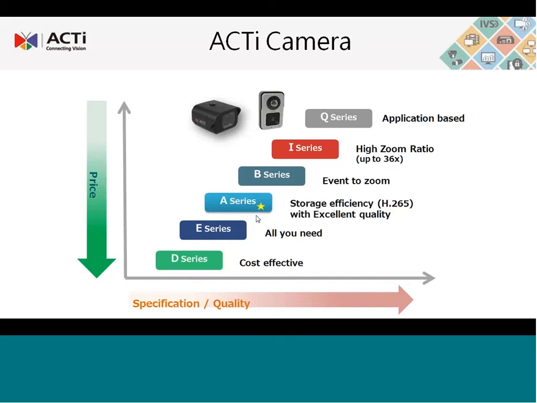And for the B series, we start to have some zoom lenses, and you know that ACTi zoom is very good. We can auto zoom in 3 seconds, so it's very fast. And in the I series we have a high zoom ratio up to 36x, so you can cover wider areas. And the Q series is the application-based cameras.